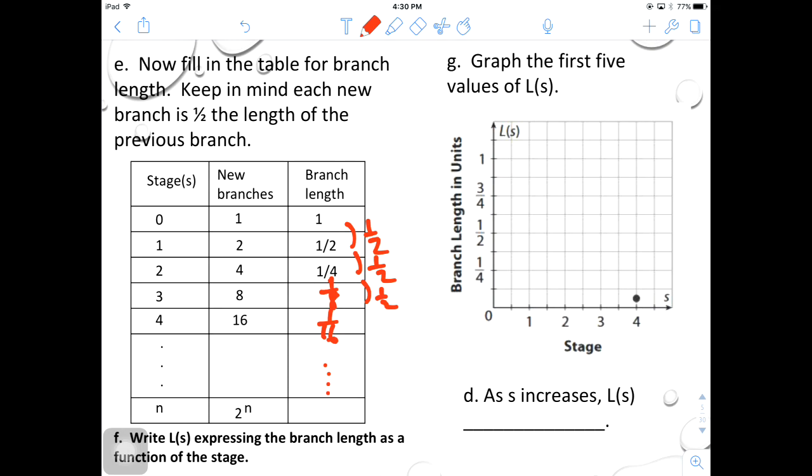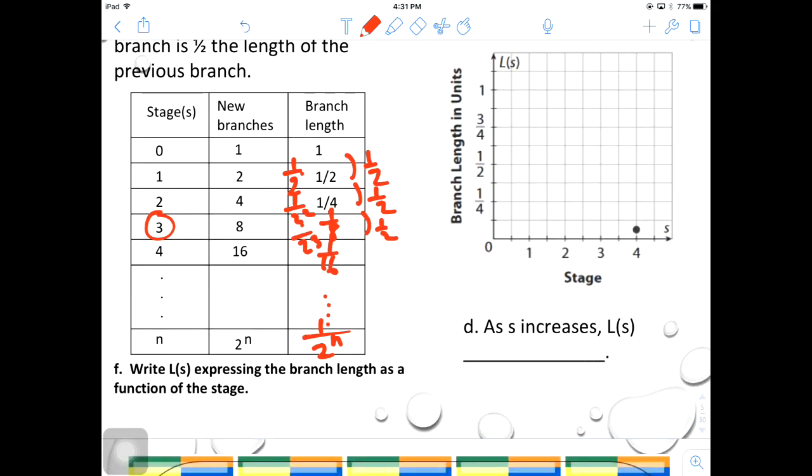If we were to rewrite this as a power, notice that this is 2 to the 1, 2 to the second, 2 to the third. So whatever the stage is, that would be the power. At the nth stage, it would be 1/2 to the n. We can write that as L, the length of S, is equal to 1/2 to the S. Just change that n to S, and that will be the length formula.